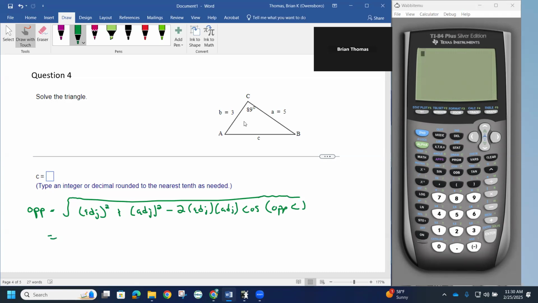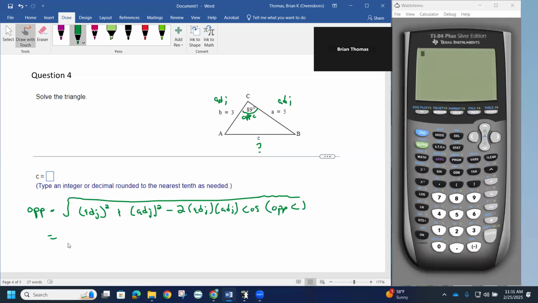So notice that we do know the opposite angle of 89 degrees. We just don't know the opposite side. So we don't know the opposite side, but this is the opposite angle. And the 3 and the 5 are the adjacents since they do make the angle. So we have all the information we need to use the law of cosines, which allows us to find the opposite side of an angle.